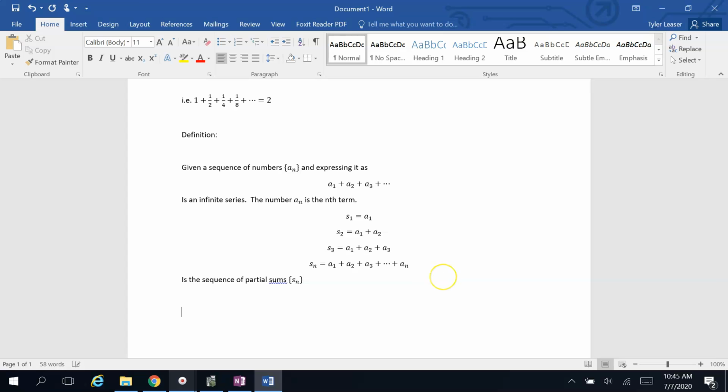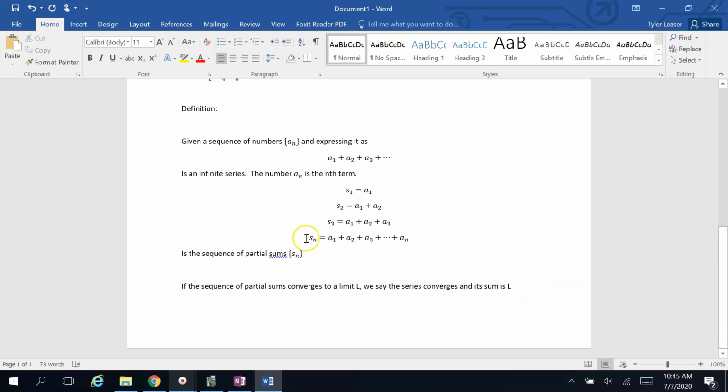Okay, a few more things to write down here. If the sequence of partial sums converges to a limit L, we say the series converges and its sum is L. So that's what I was just saying. If I look at the sequence of partial sums here, and if that sequence of partial sums converges to a limit L, that also means that the infinite series converges, and we say that the sum of the infinite series is L.